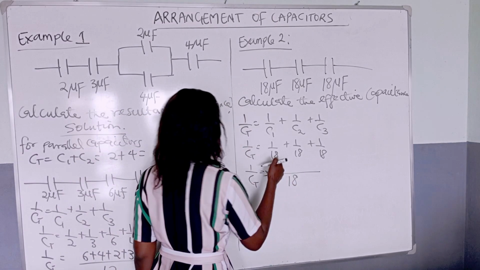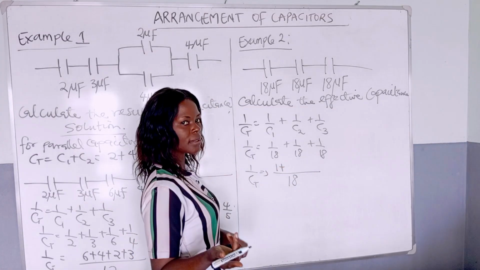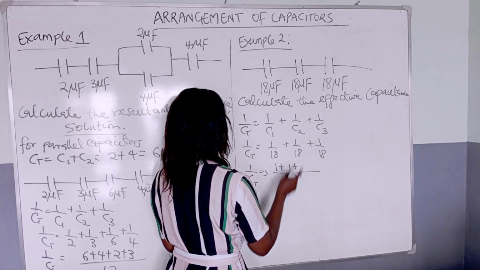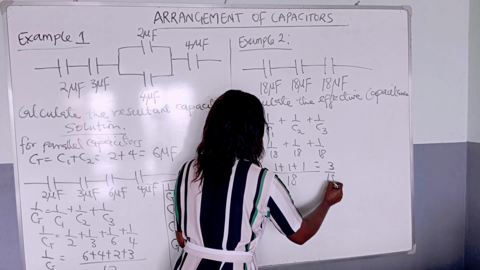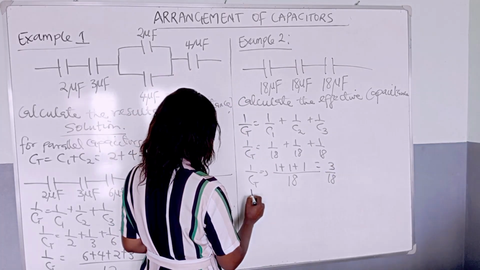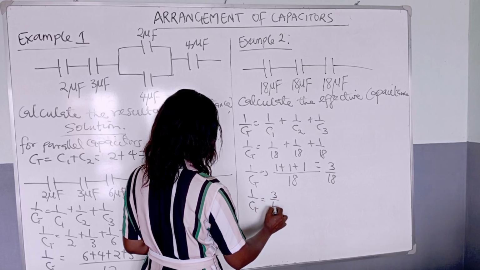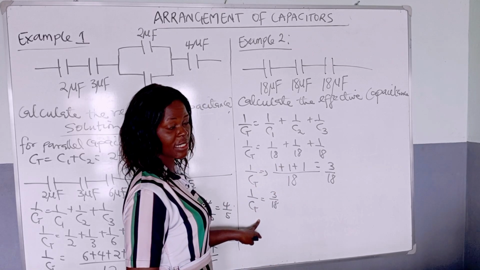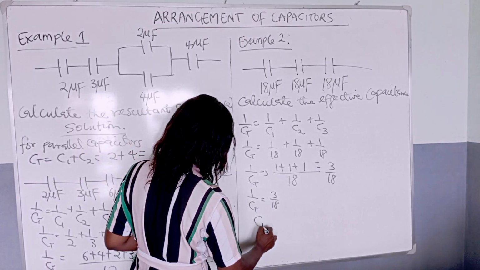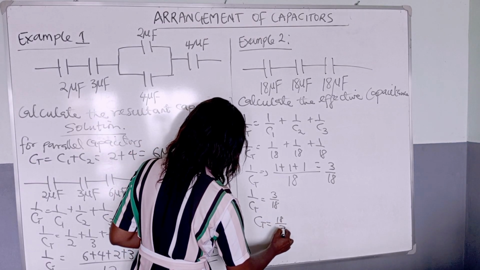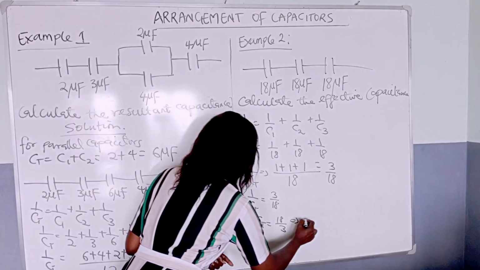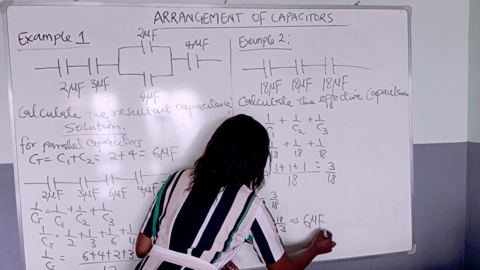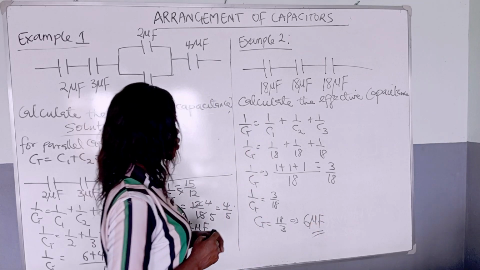I have 18. 18 into each set is going to give us 1. 1 times 1 is 1 plus 1. 1 times 1 is 1 plus 1. When you divide, it's going to give us 1. 1 times 1 is 1. So I'm going to have 3 over what? 18. Okay? So 1 over C total is equal to 3 over 18. Remember, I am looking for C total and not the inverse of it. So C total is 18 over 3. 18 divided by 3 is going to give us 6. So the answer is 6 microfarad.